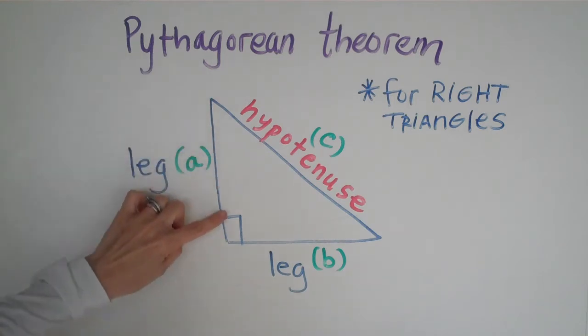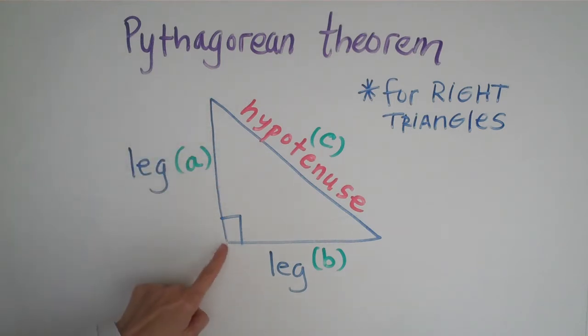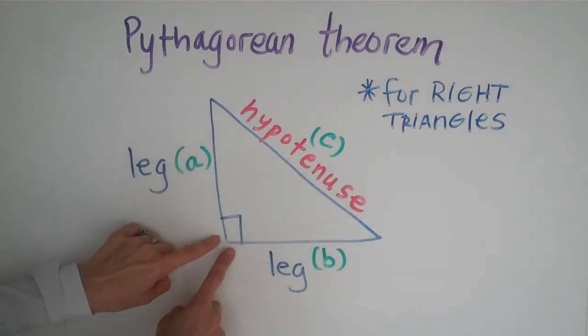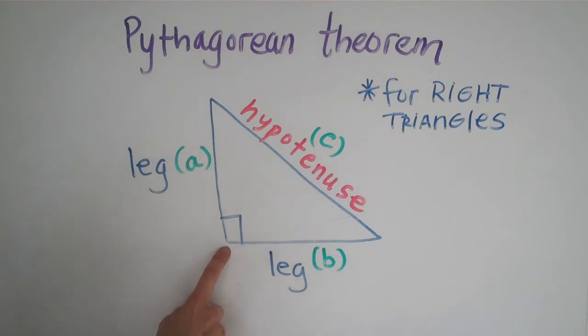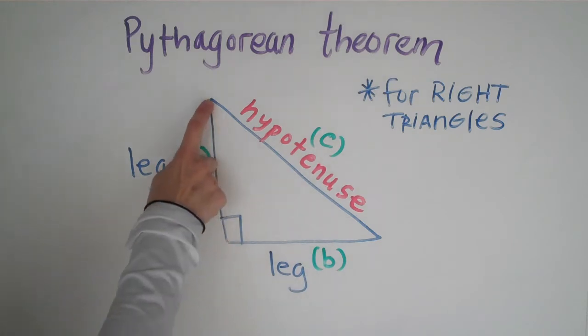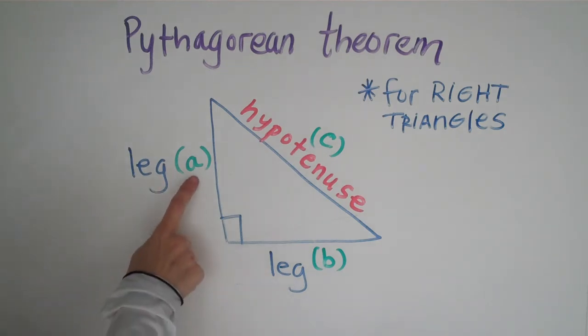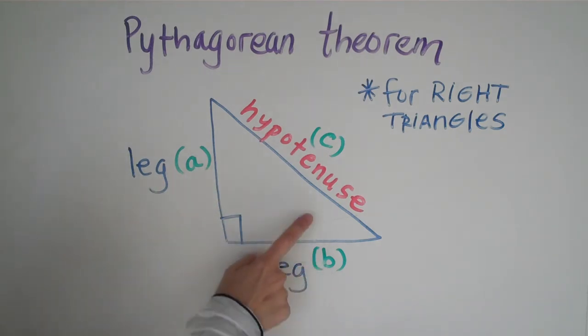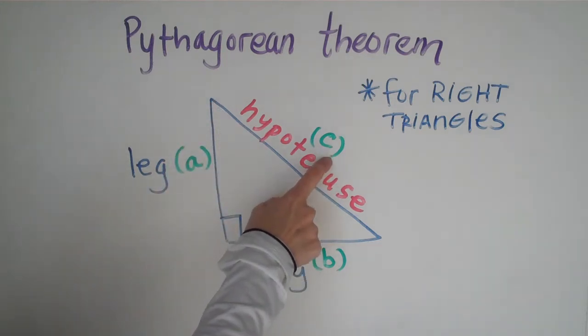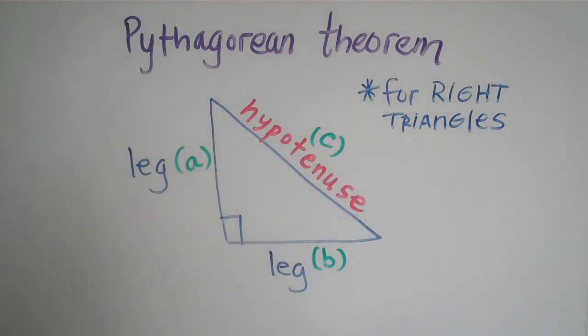The side here is called a leg. This other side here is called a leg. And those two legs meet at the 90-degree angle there. Then this long diagonal is called the hypotenuse. When we label the triangle, the legs are the A and the B, and the hypotenuse is always the C. So just keep that in mind, okay?